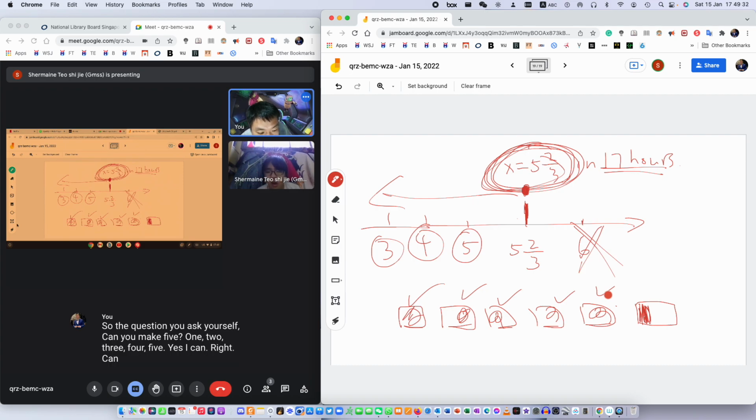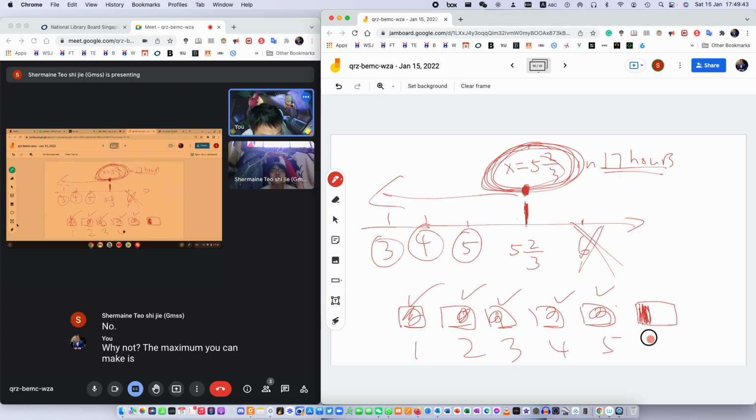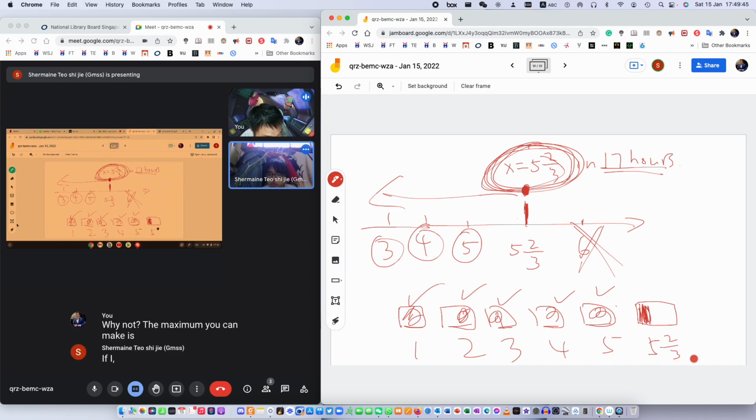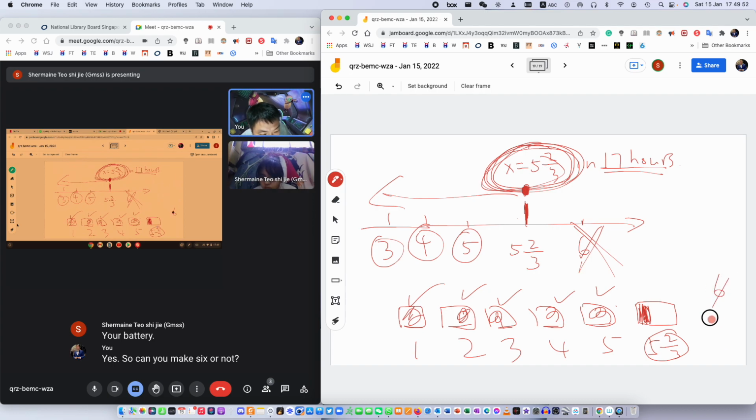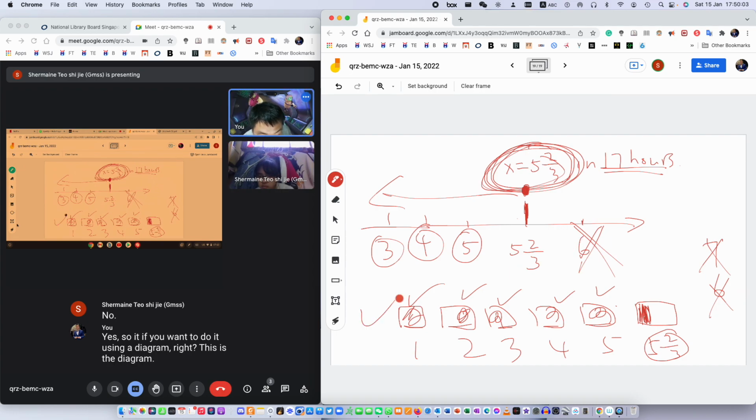Can you make 6? No. Why not? The maximum you can make is 5 and 2 over 3. So can you make 6 or not? No. Can you make 7? No. So if you want to do it using a diagram, this is the diagram. Okay?